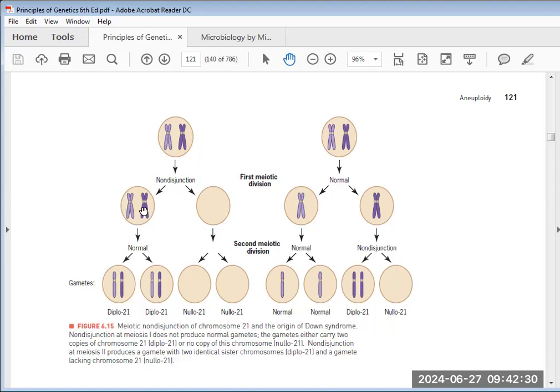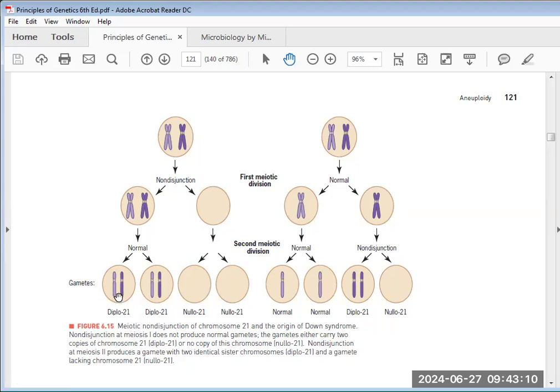This one cell contains two chromosomes and this is a null egg. It lacks chromosome 21. This is abnormal and it will not survive. This is survivable. And then these two chromosomes are further separated as chromatids during meiosis 2. This is diploid 21, and this is null 21. These are four eggs. These two may survive and the others will be aborted.